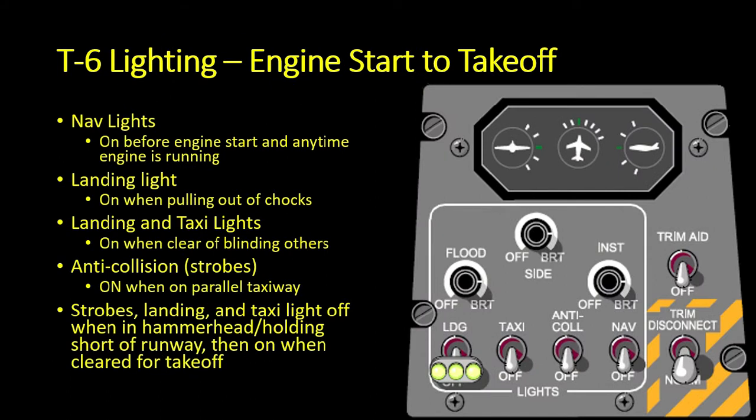In the T-6, the navigation lights will be on anytime the engine is running. The landing, taxi, and strobe lights are used as required so as to not blind ground personnel and other pilots. It only takes a fraction of a second to ruin night vision with a bright light, and roughly 30 minutes to fully adapt to night vision.